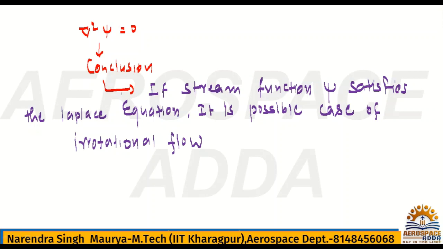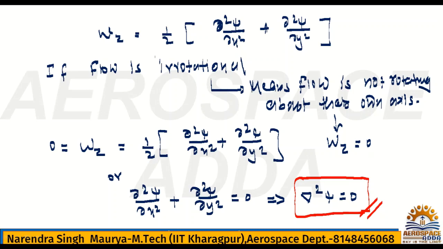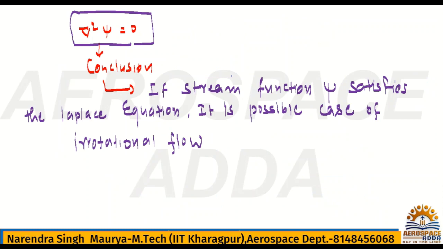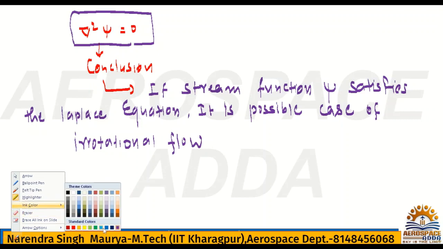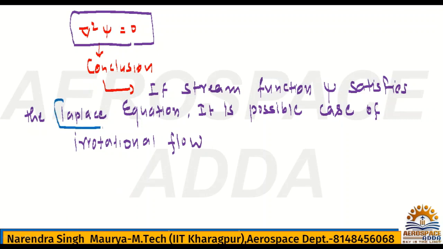When you got grad square psi is equal to 0, when you consider the flow is irrotational, then only you will get this, right? Check, you have said here when the flow is irrotational. If the flow is irrotational, then only you got this Laplace equation. So if the stream function is satisfying the Laplace equation, then it means it is a possible case of irrotational flow. This is the conclusion, very important. This is the conclusion in terms of the stream function I have explained.